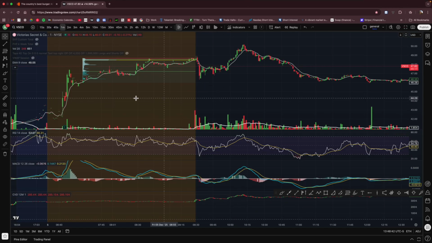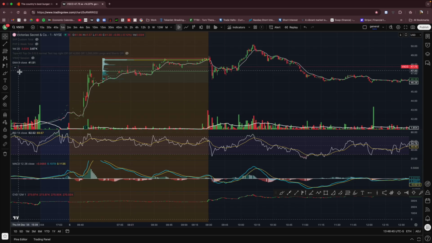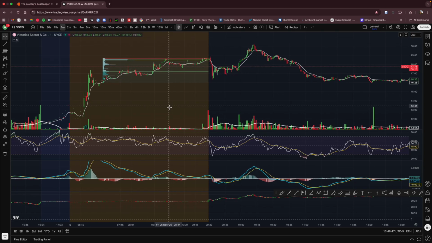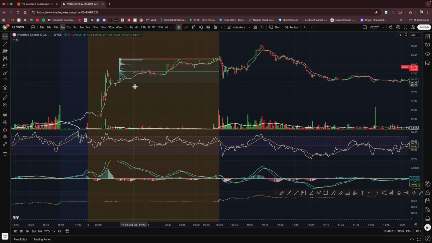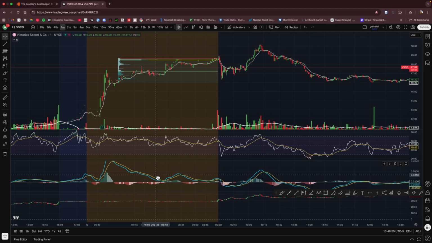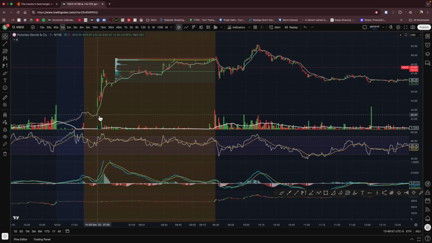Okay, as promised, I was going to show you two examples. So this is the second one. This is Victoria's Secret, traded today, the 5th of December 2025. News broke that they had good earnings at around 7 o'clock, so we had this sharp increase, a sudden surge in volume.